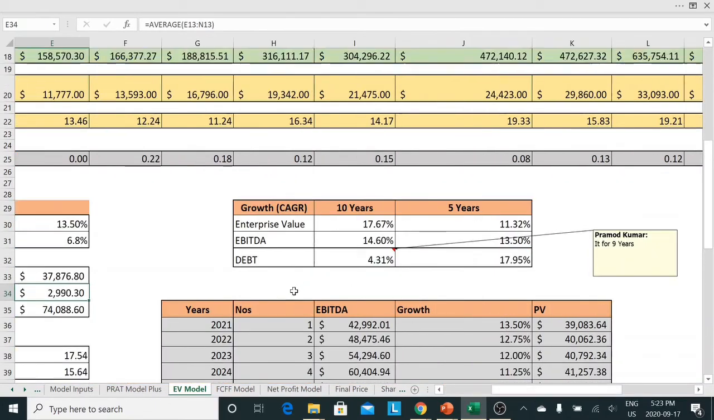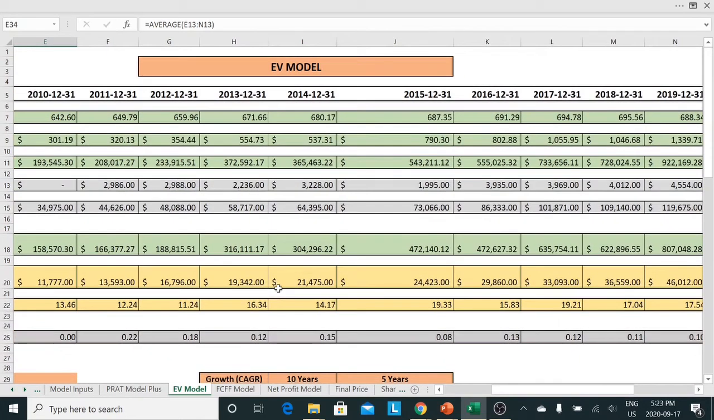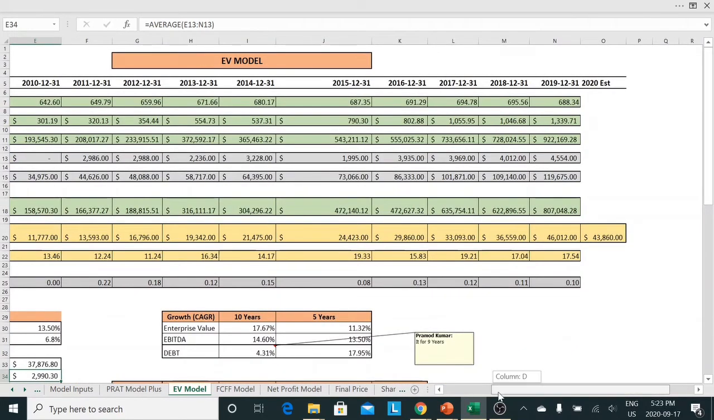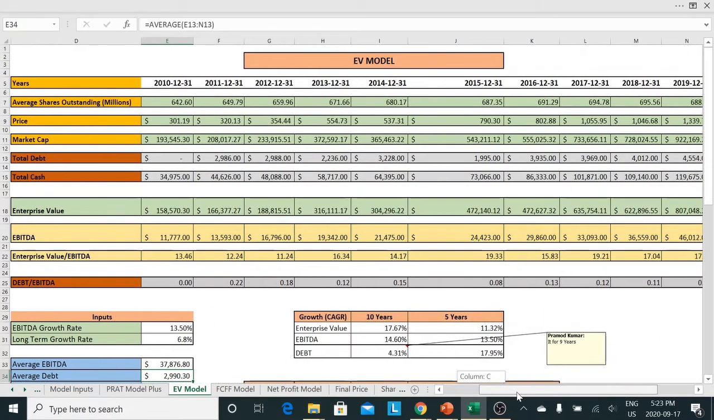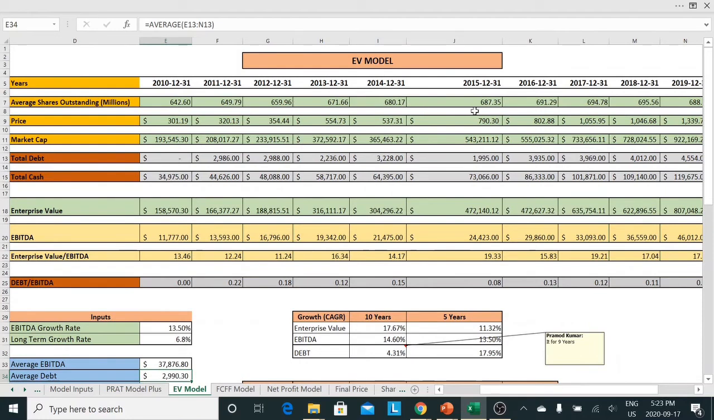In that one, again I have to compute the enterprise value of the company, right? So for the next 10 years, I take the number of shares outstanding times the price, and then I get the market cap, and then I add the debt and reduce the cash. I get the enterprise value. That's what I have done for all 10 years.